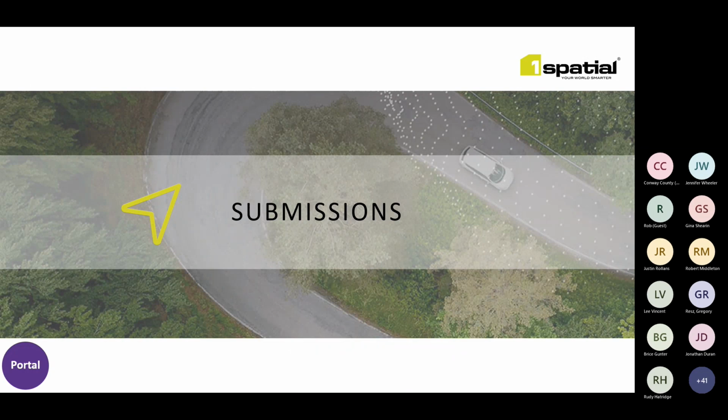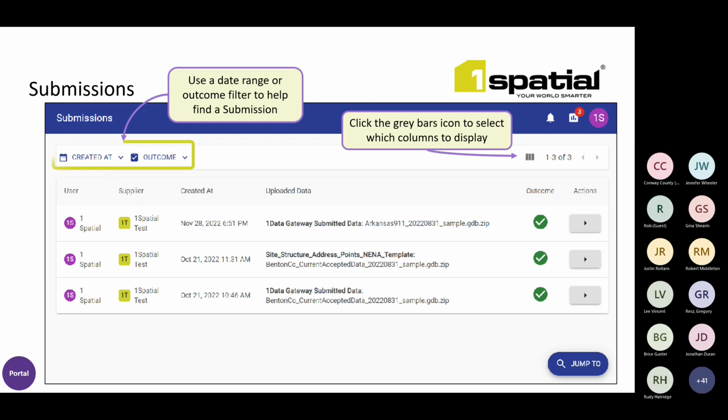So the other tab that we talked a little bit about and I showed you was submissions. Again, if you want to go back and take a look at those previous submissions, that is within the submissions tab. You can review those submissions, and you can use a date range filter or even an outcome filter to help you find a specific submission.